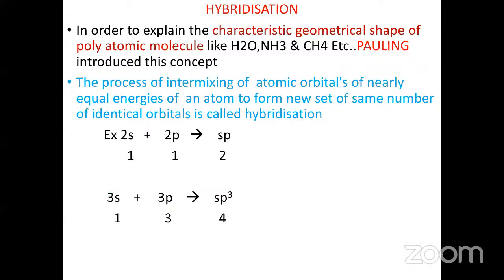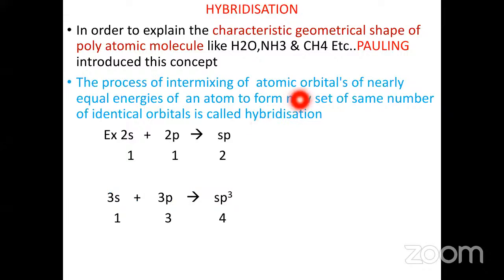In order to explain the bond angle and characteristic geometrical shape of polyatomic molecules like water, ammonia, and methane, etc., this was proposed by the scientist Pauling. This hybridization theory has neither experimental evidence nor mathematical background. It is purely an imaginary theory. So what is hybridization?